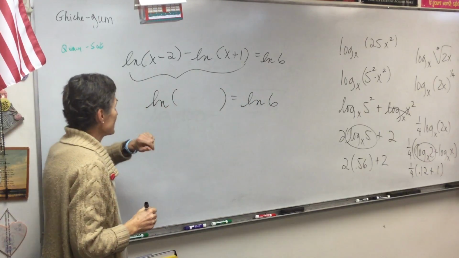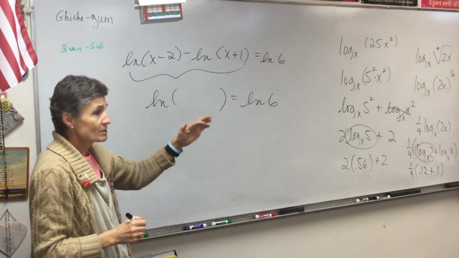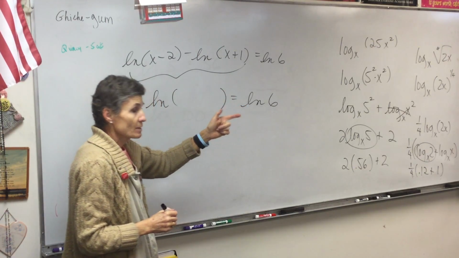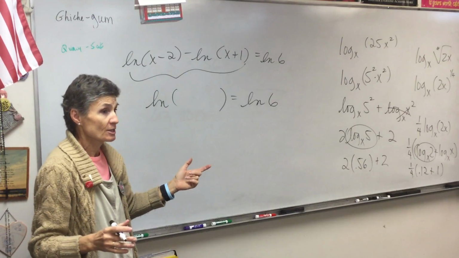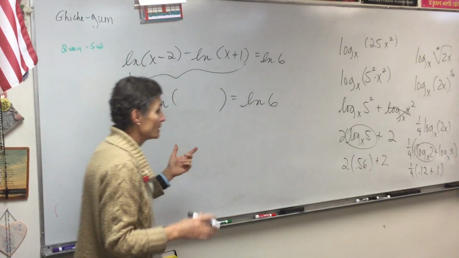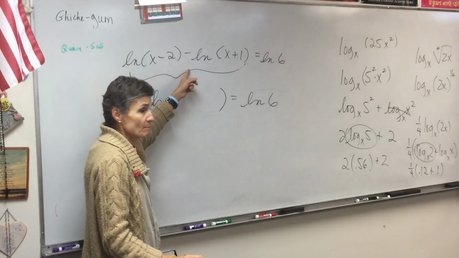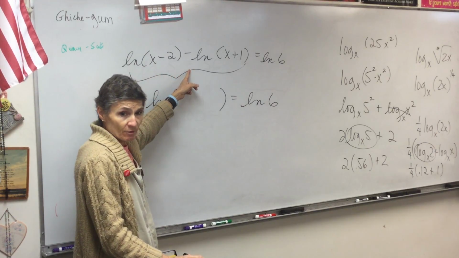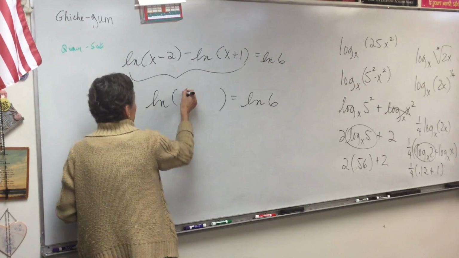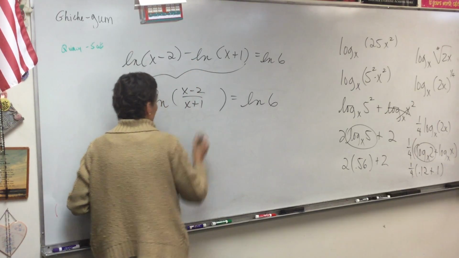Now when we put them together, you're always going to put them together as either a times or a divide. Just like when you take them apart, you're always going to take them apart as a plus or a minus. So is this going together as a times or a divide? It's going together as a divide because it is a subtraction. So this is going to be x minus 2 over x plus 1.